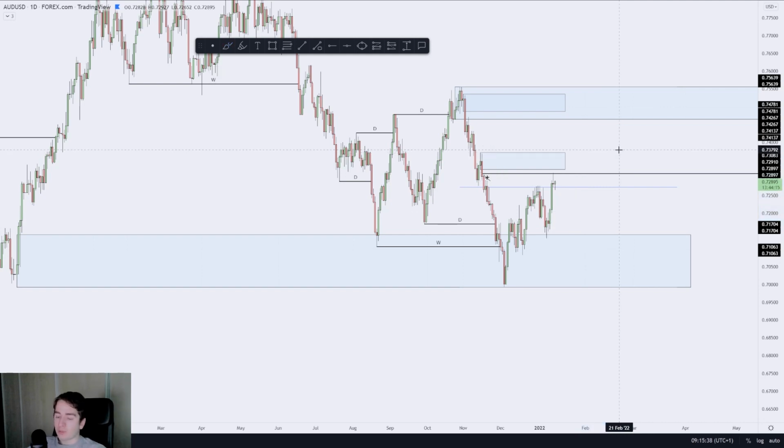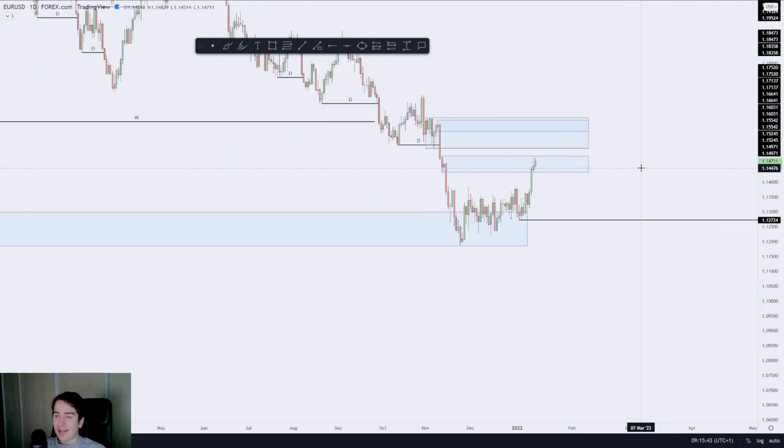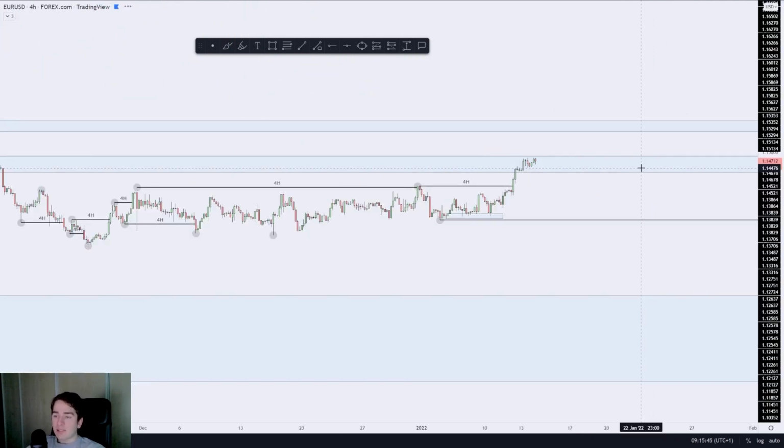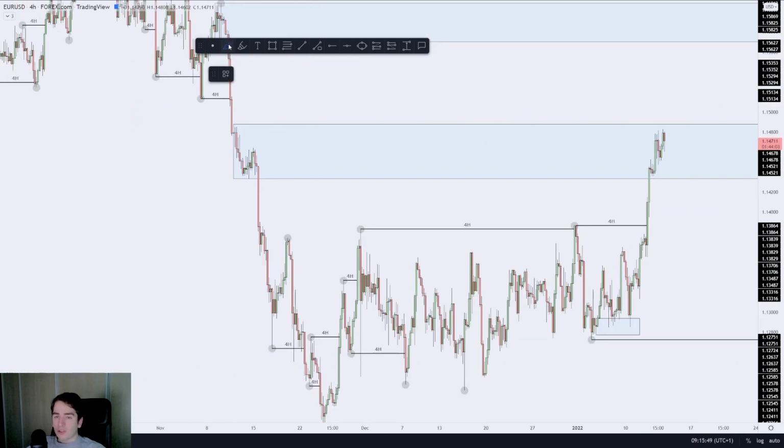Let's head over to our next pair, which is euro dollar. And euro dollar, guys. So euro dollar, what has been happening at the moment? Well, we've been seeing some incredibly nice slowdown at the moment inside that daily zone. I just took the entire zone from the highest wick to the lowest low, purely because there's not a very clear area of 4-hour supply in here.